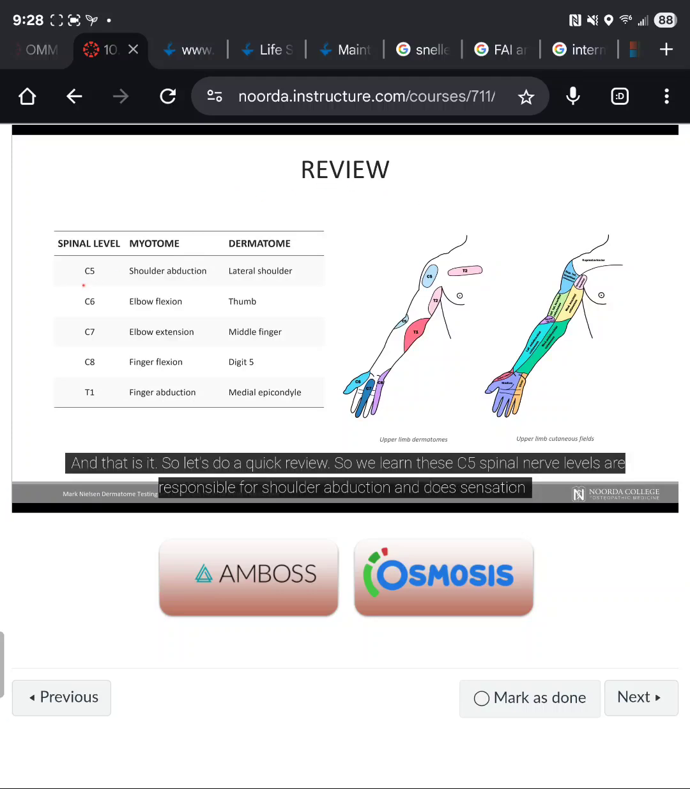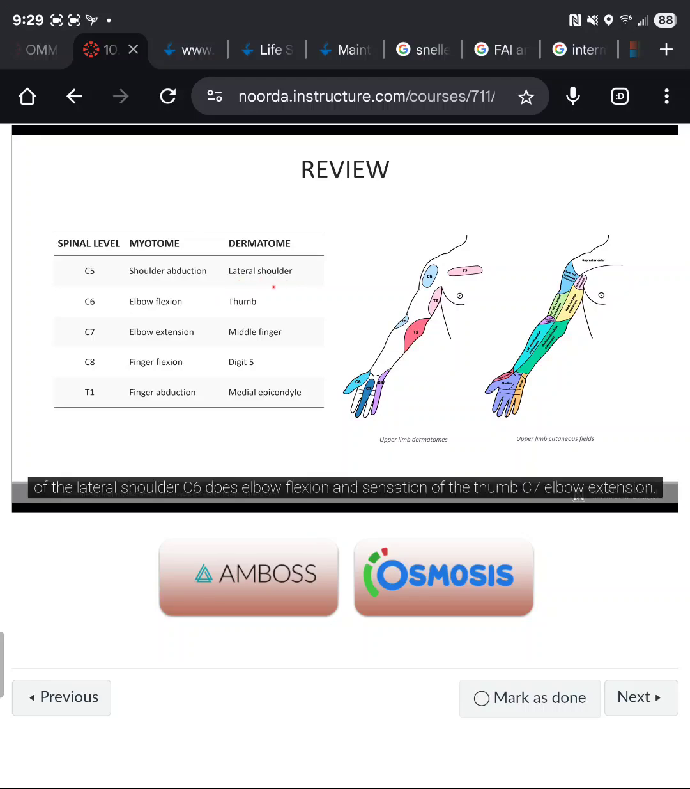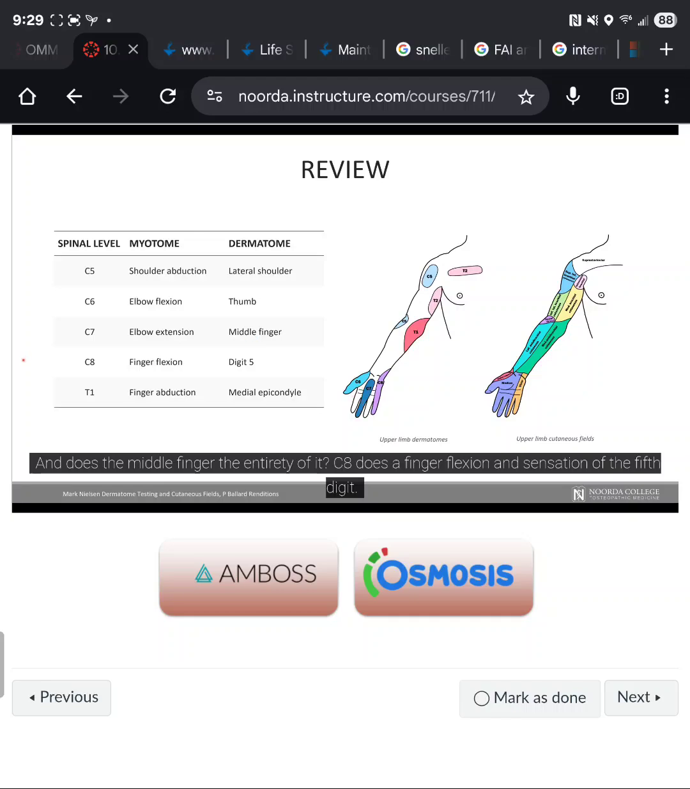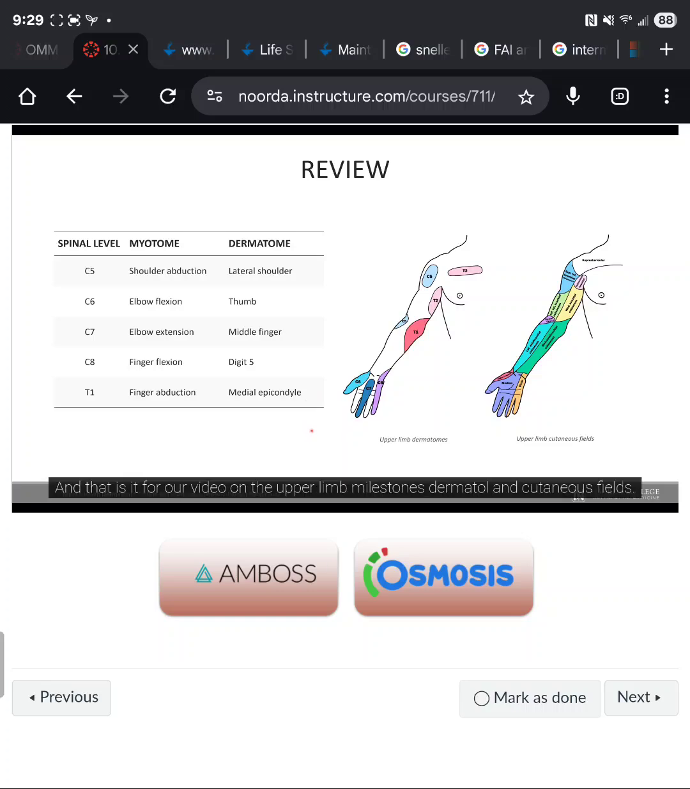So we learned the C5 spinal nerve level is responsible for shoulder abduction and does sensation of the lateral shoulder. C6 does elbow flexion and sensation of the thumb. C7, elbow extension and does the middle finger, the entirety of it. C8 does finger flexion and sensation of the 5th digit. And then T1, that we just saw in our little clinical scenario, does finger abduction and then sensation of the medial epicondyle. And that is it for our video on the upper limb myotomes, dermatomes, and cutaneous fields.